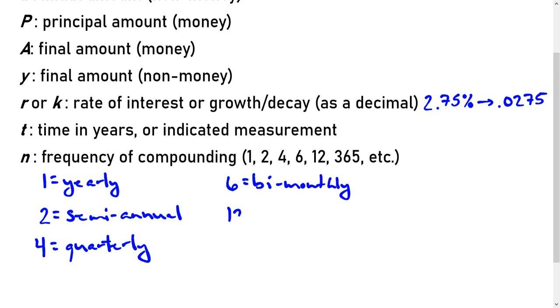All right. So then going beyond that, we have 12, which, if you had to take a guess, hopefully you're all thinking monthly. Okay, there are 12 months in a year, and then 365 would be daily.